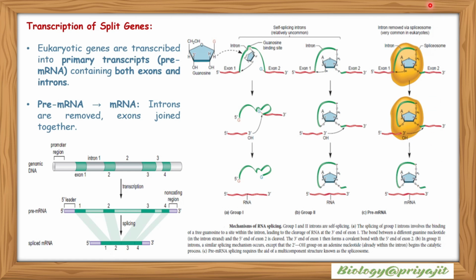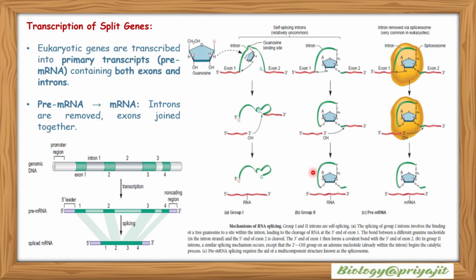Group 1 and group 2 introns are self-splicing. The splicing of group 1 introns involves the binding of a free guanosine to a site within the intron, leading to the cleavage of RNA at the 3' end of exon 1. The bond between a different guanine nucleotide in the intron strand and the 5' end of exon 2 is cleaved. The 3' end of exon 1 then forms a covalent bond with the 5' end of exon 2.